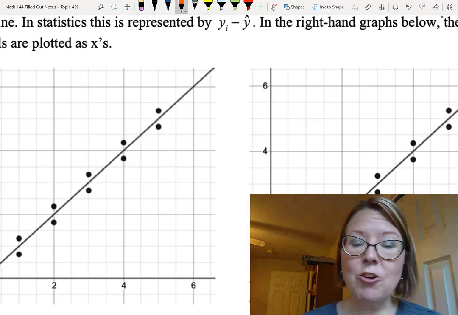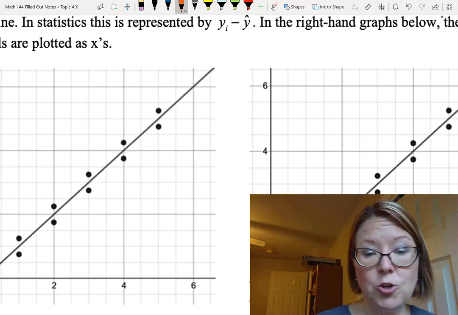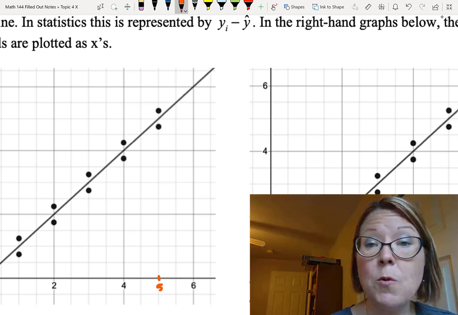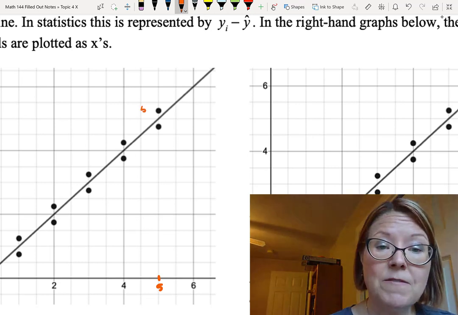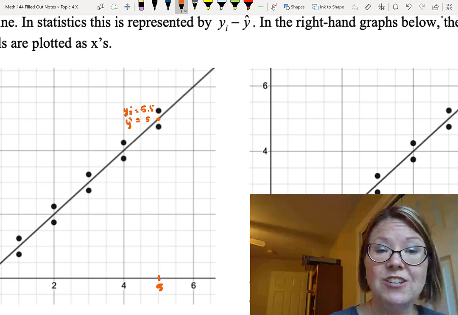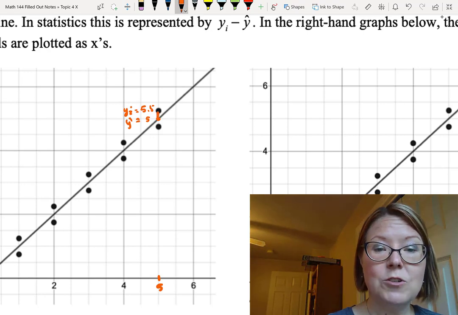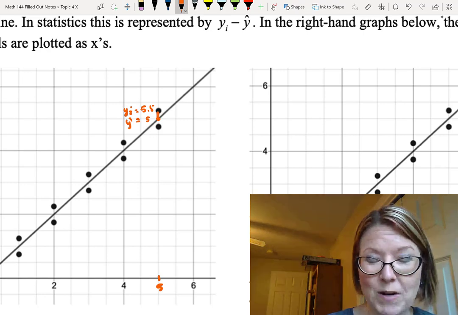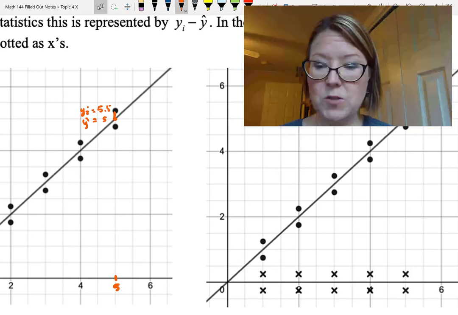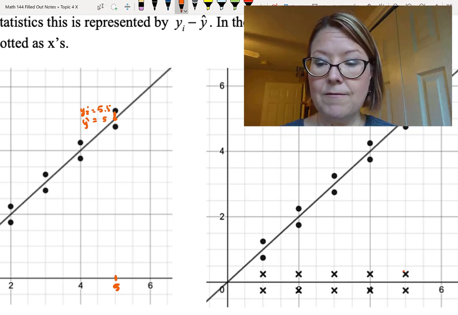If we wanted to calculate the residual, there are actually two residuals at this value of x equals 5. There's a residual for the point above the line, and so remember the value there was 5.5 and the value of the line was 5. This 5.5 is the y i value and 5 is the y hat value. If we do that subtraction, 5.5 minus 5, we're just finding the vertical distance between those points, which is 0.5.